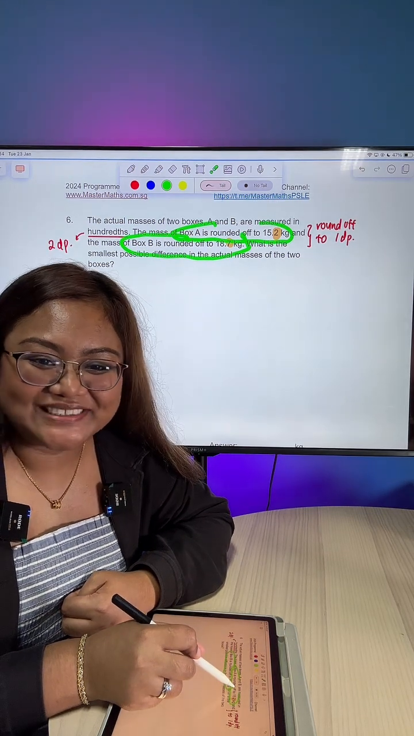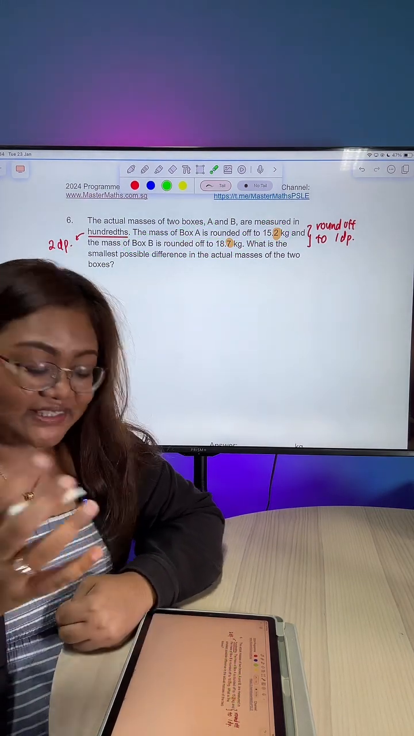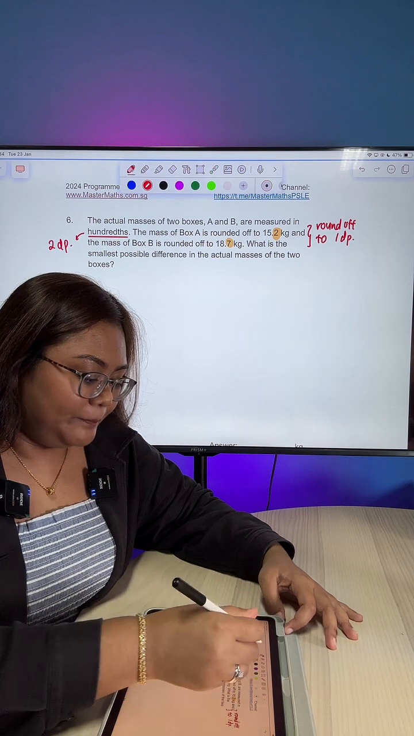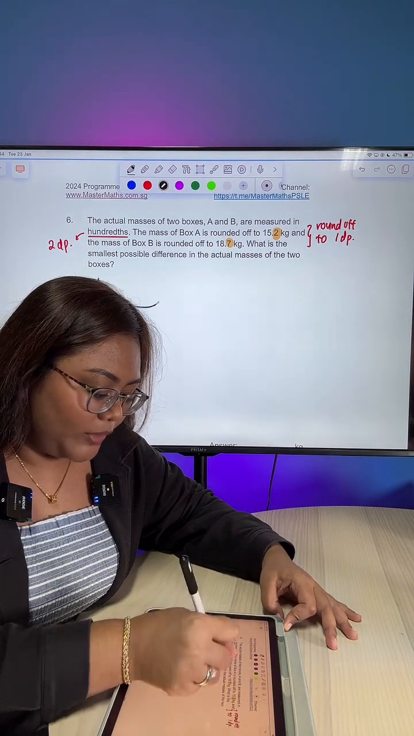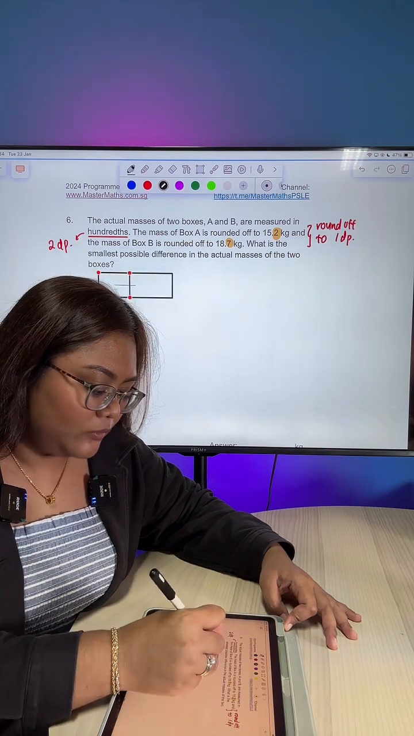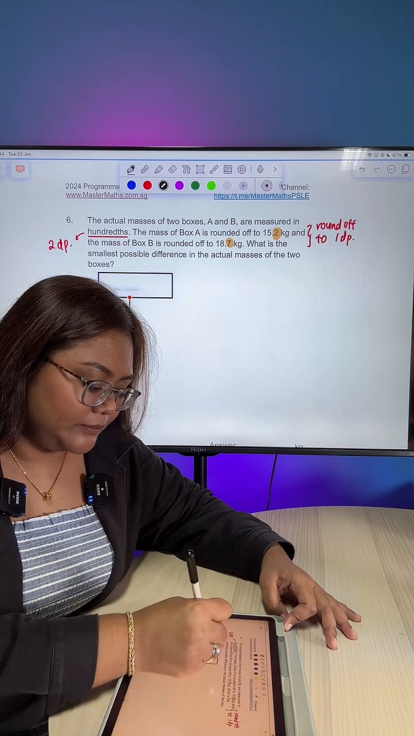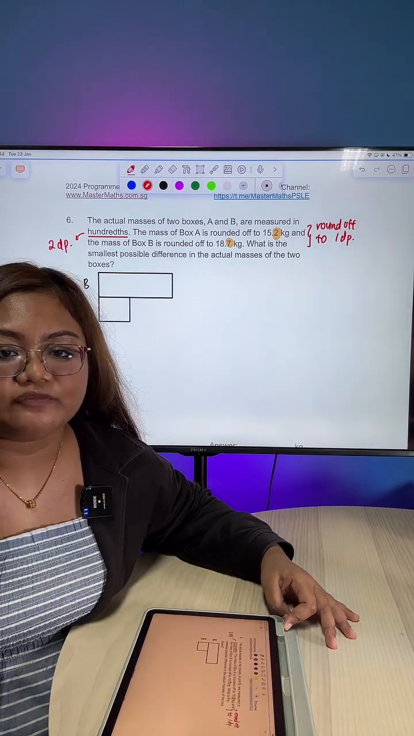Who is that typing box C? I don't have box C. Box B, right? Yep, you guys are right. Box B is heavier. So we know that B is heavier. So I'm just going to draw a very quick model. You all no need to draw this model. This is for me to explain to you how to get the smallest possible difference. Okay? So from here, we know that box B is heavier. So far, so good?